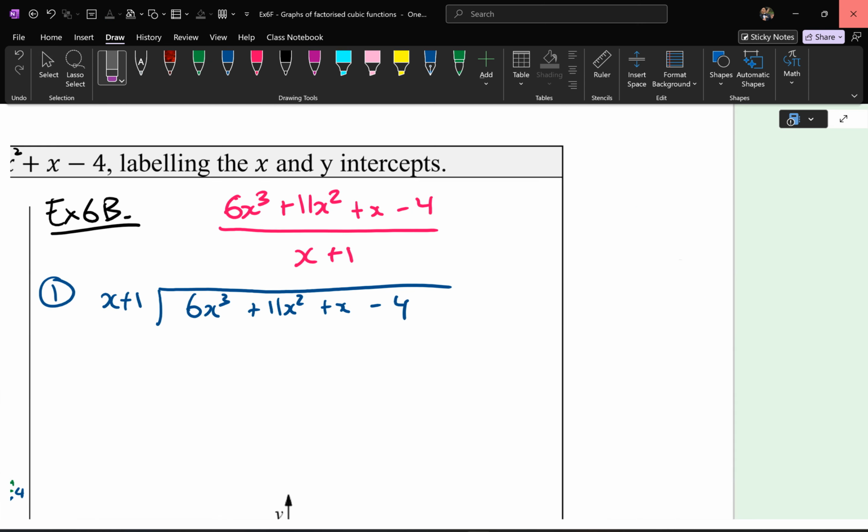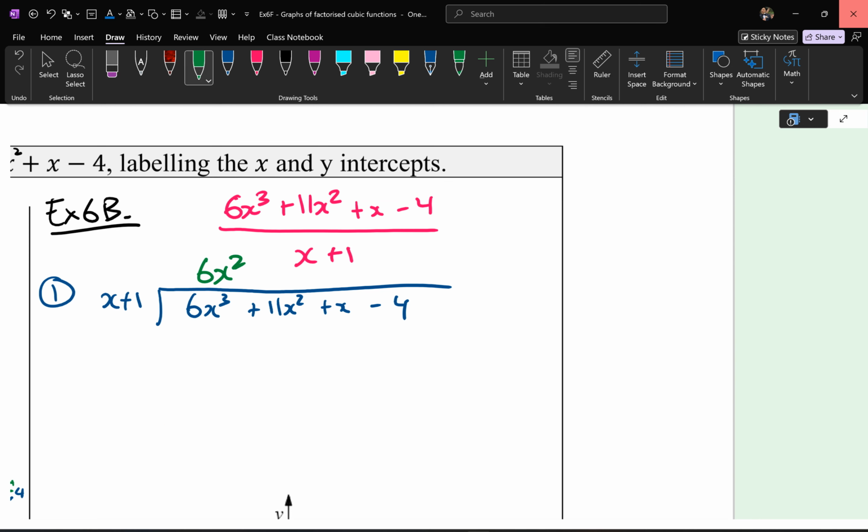Here we go. What number do I multiply to x to get you 6x cubed? What number can I please have Sion? So I'm saying something times x gives you 6x cubed. You got to be able to do this. 6x squared. Thank you. 6x squared.